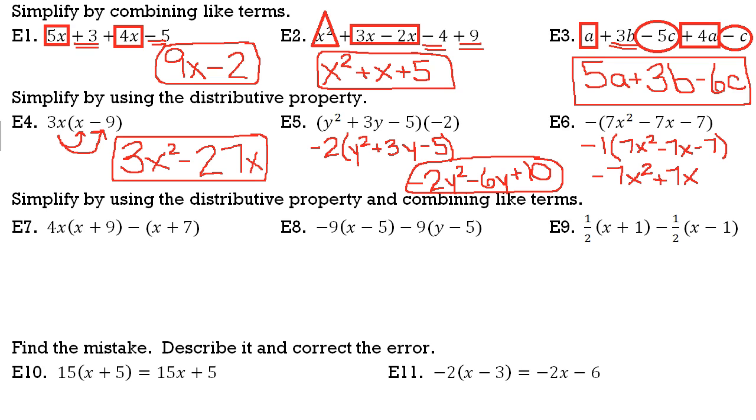Now, whenever you multiply something by a negative 1, that's going to change every sign on the inside, which means initially the first term was positive, now it will be negative.